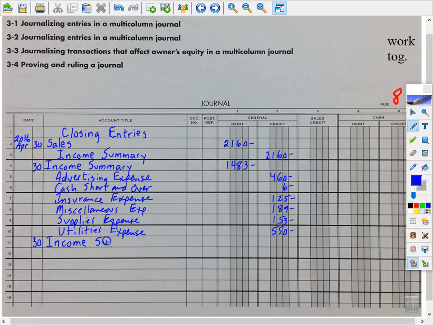So here's the entry to record net income and put it in the owner's capital account. We're going to debit income summary, and then we're going to credit the capital account. In this case, it's Connor Whitney Capital. And that's for net income, which is $677.